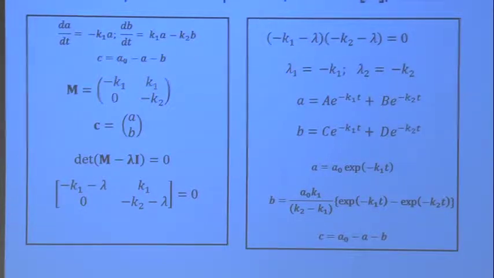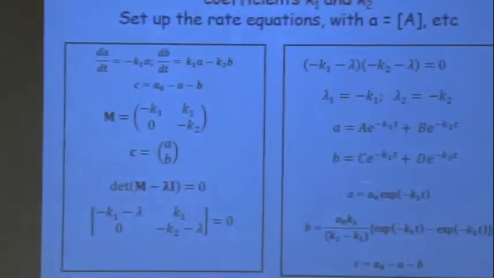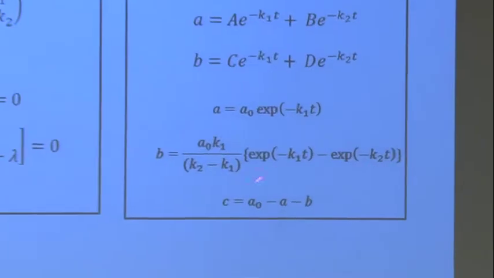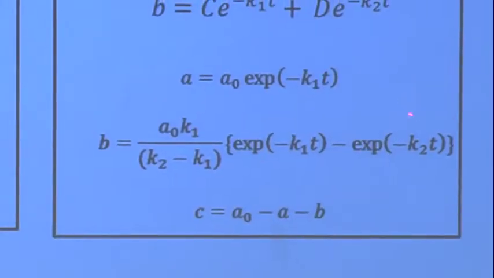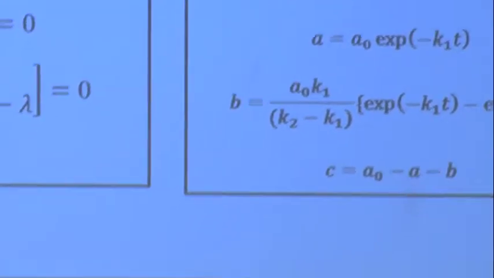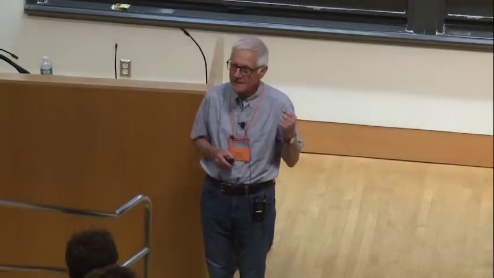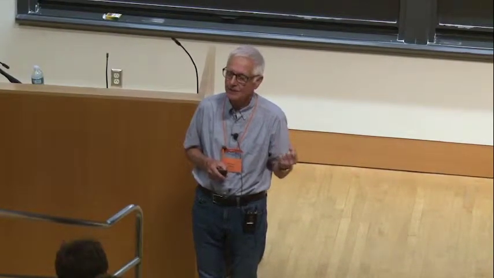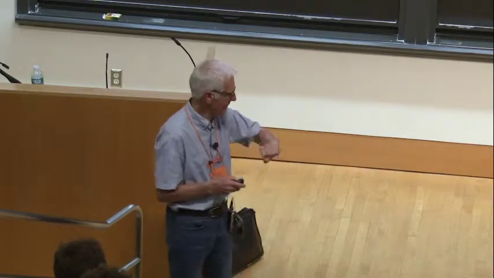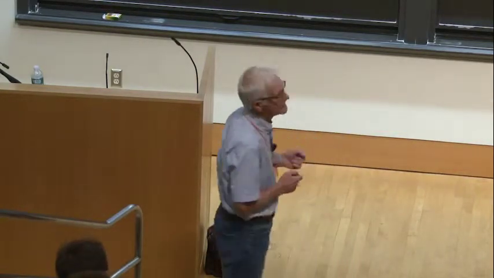And so you finish up with an expression like this for a and like this for b. So b contains both of these eigenvalues, lambda 1 and lambda 2. And then c you can get by difference. Now, this is a very simple system, but it's quite an informative system because it tells us something really important in terms of a particular device that's useful to use in combustion, and that's the quasi-steady state approximation.